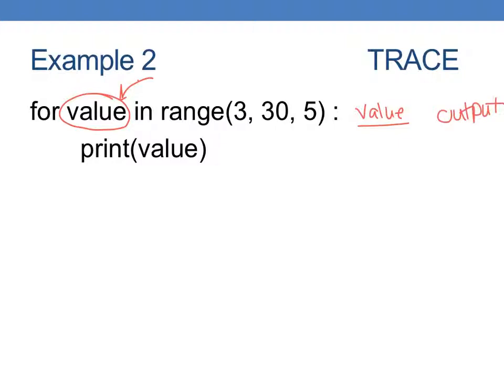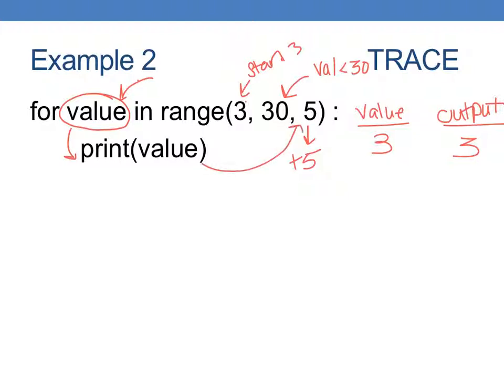So here we start at 3. So value starts at 3, and this tells me I'm going to add 5 every single time because that's my step. This is my ending condition, so I'm going to run while value is less than 30. So here we start at 3, we print 3 to the screen, then we add 5, so it becomes 8.